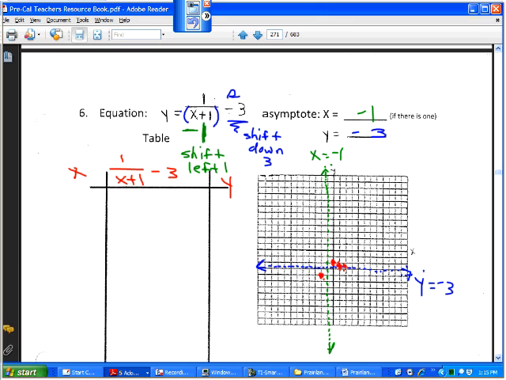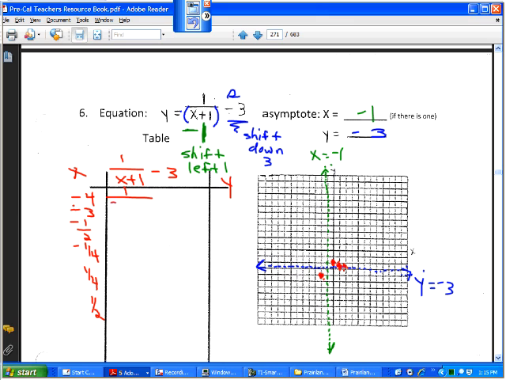What would you like to try? Negative 4, negative 3, maybe negative 1/2, negative 1/4, maybe a positive 1/4, a positive 1/2. Try some fractions.